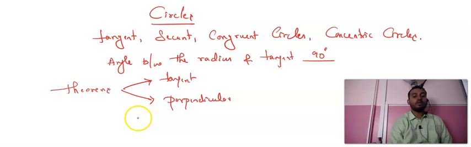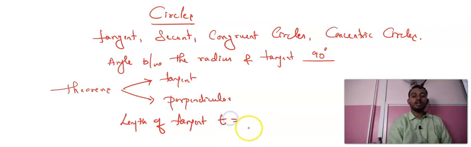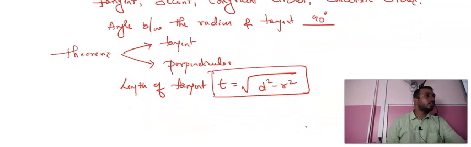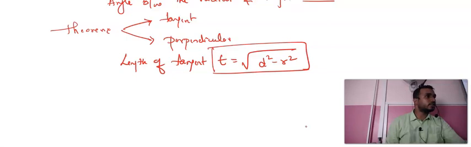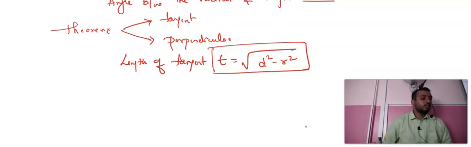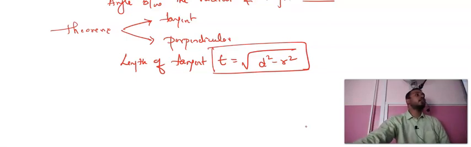And remember one more thing, to find the length of the tangent. To find the length of the tangent, we have the formula t equals root of d square minus r square. T means length of the tangent. Here d is the distance between the 2 centers, minus radius square. Is this clear?